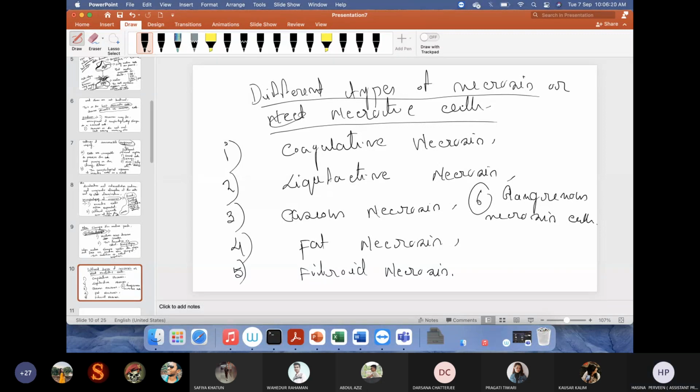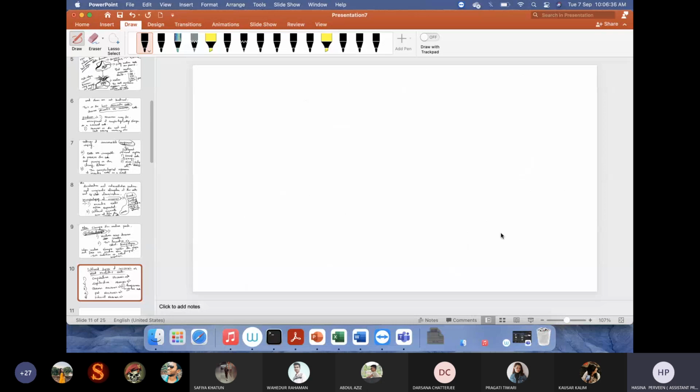And in different parts, different necrotic cells and so on. Okay. So which part?